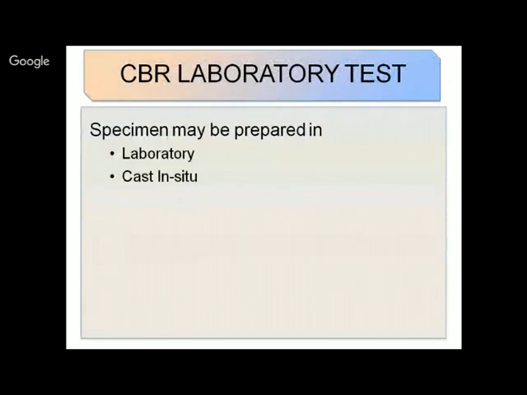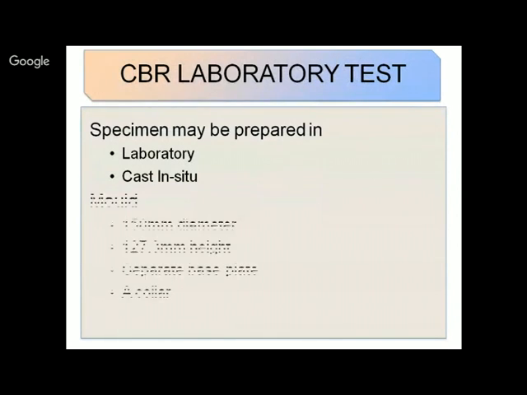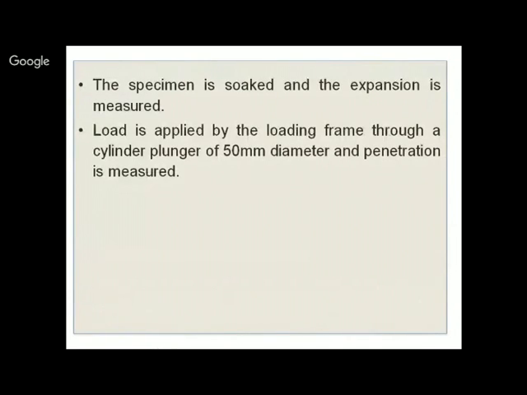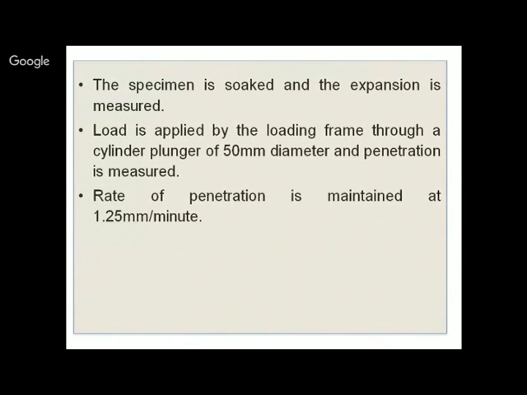The specimen for the test may be prepared in the laboratory or can be taken directly from the site. The mold of the specimen has the following specifications. Diameter is 150 mm, height is 127.3 mm. There is a separate base plate and there is a collar plate. The specimen is soaked and the expansion of the sample is also noted. The load is applied through a cylindrical plunger whose diameter is 50 mm. The rate of penetration is 1.25 mm per minute.